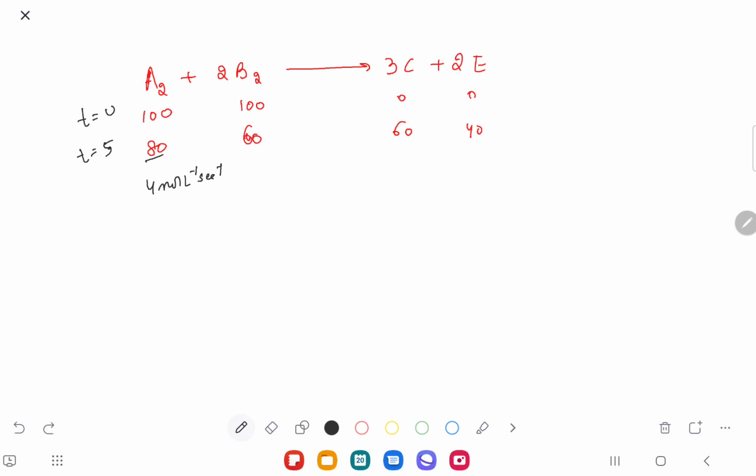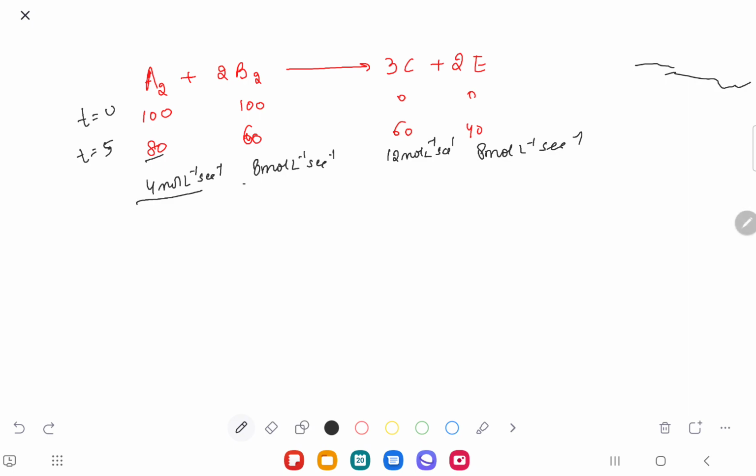For B, we calculated how much? We calculated 8 moles per liter per second. For C, we calculated 12 moles per liter per second. I hope you're writing it down. And for E, we calculated how much? We calculated 8. Yes or no? So basically, now you see what is happening.